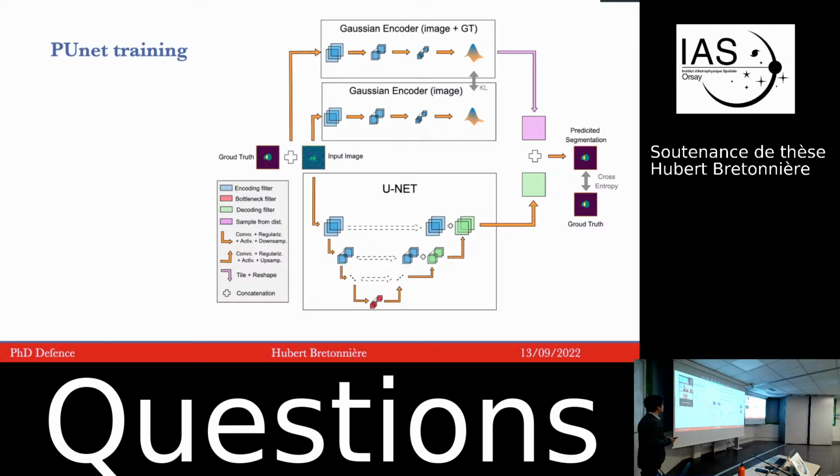I think it's also the point of Laurence, that this could be just an epistemic uncertainty, because your model is just not familiar with this kind of image, which is not aleatoric.